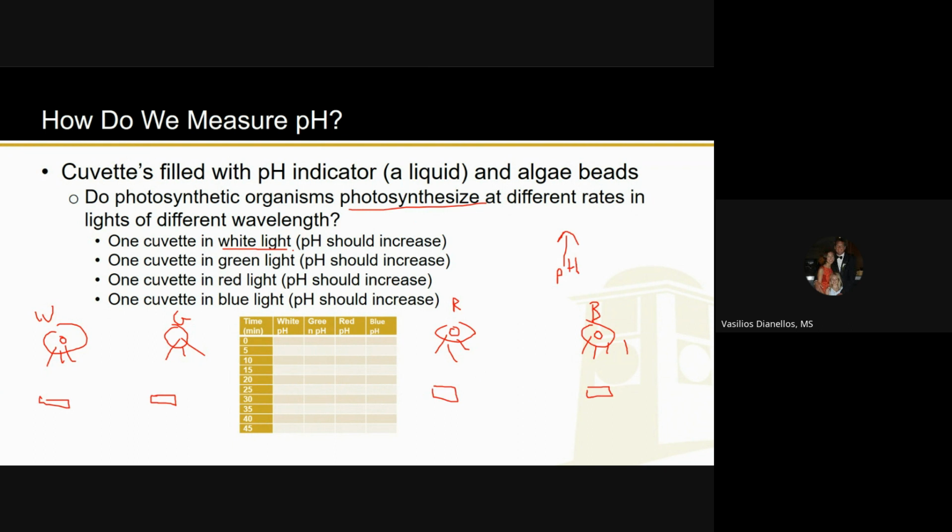So, I'm not going to go too deep because I want you to be able to think about this and answer it on your own when you do your hypotheses. With that being said, which color do you think is the worst for plants, and which one do you think is the best for plants?